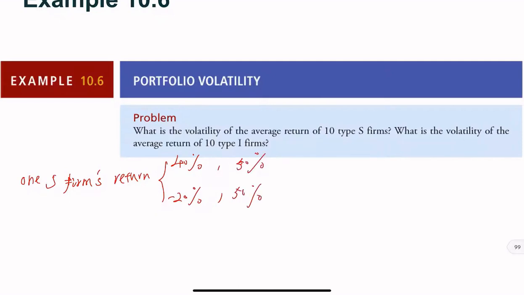So what about type I firm? Let's just look at one type I firm's return.